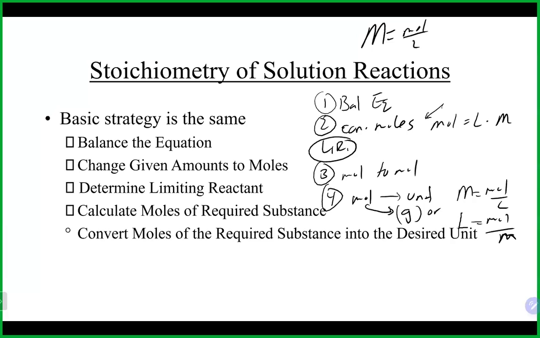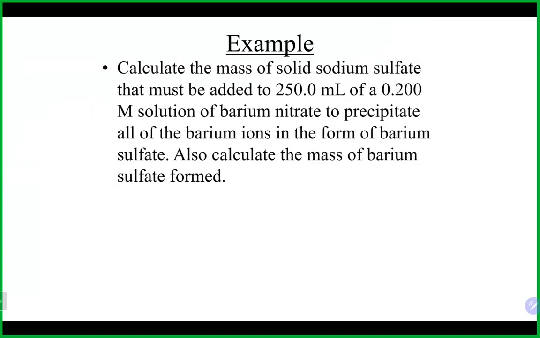And if the answer is yes, then you do have to do that limiting reagent calculation. If you really don't have enough information to get the moles of each reactant, then it's just a basic stoichiometry problem, and you could avoid the limiting reagent part of the calculation. So let's take a look at one here. We want to calculate the mass of solid sodium sulfate that must be added to 250 milliliters of a 0.25 molar solution of barium nitrate to precipitate out all of the ions in the form of barium sulfate.